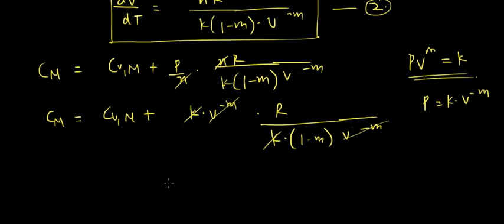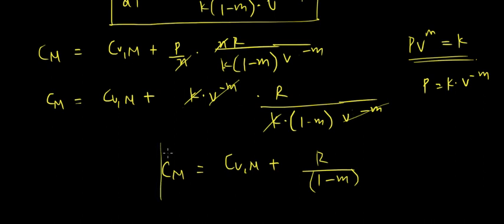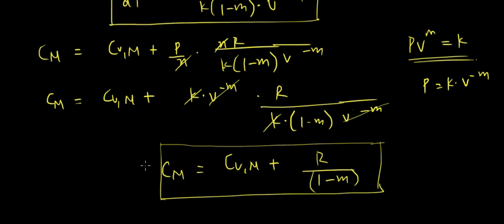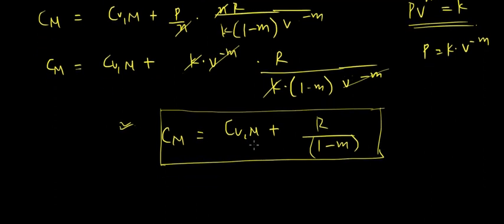So finally we have Cm equals Cvm plus R divided by 1 minus m. Okay, so this is the molar heat capacity in relation to the molar heat capacity at constant volume plus R divided by 1 minus m. So we can also write that Cm minus Cvm would be equal to R upon 1 minus m.